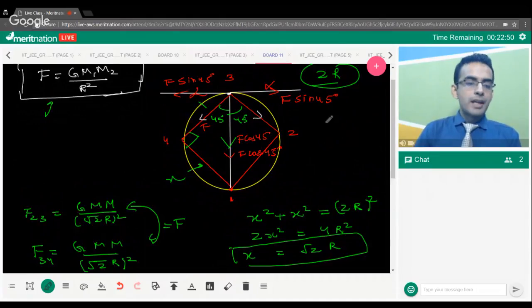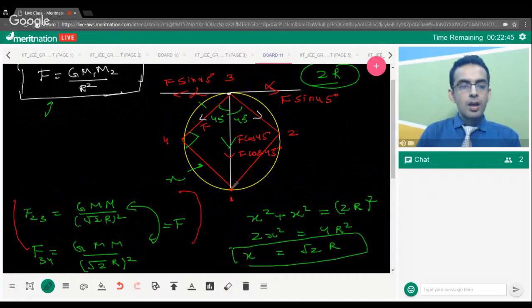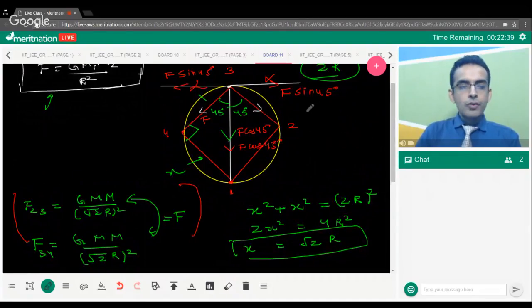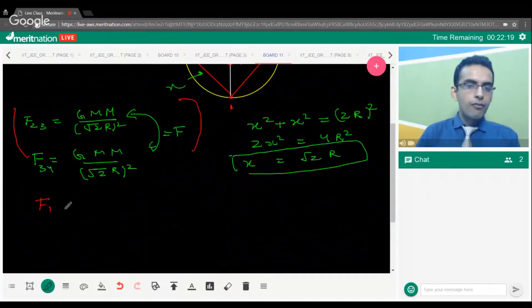Now you can see the resultant of F23 and F34 is acting towards the center. Now if you talk about the force between points 3 and 1, that force is also acting towards the center. Yes or no? And what is the magnitude of that force? F13 is equal to G m m divided by 2r whole square.